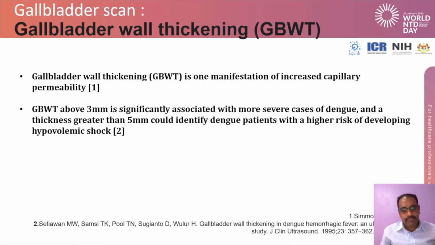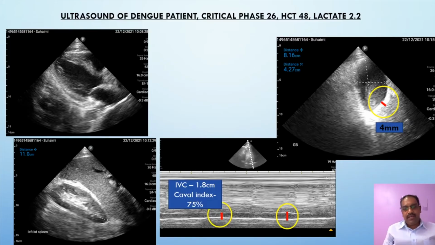So you can have two persons scan the same patient and they can come up with different findings. So this has made it very difficult for me to scan the gallbladder, and I always try to avoid scanning gallbladder wall thickening. But let's look at a patient. This is actually a patient in the critical phase. The patient had hemoconcentration and lactate was 2.2, but there was not much evidence of third space loss.